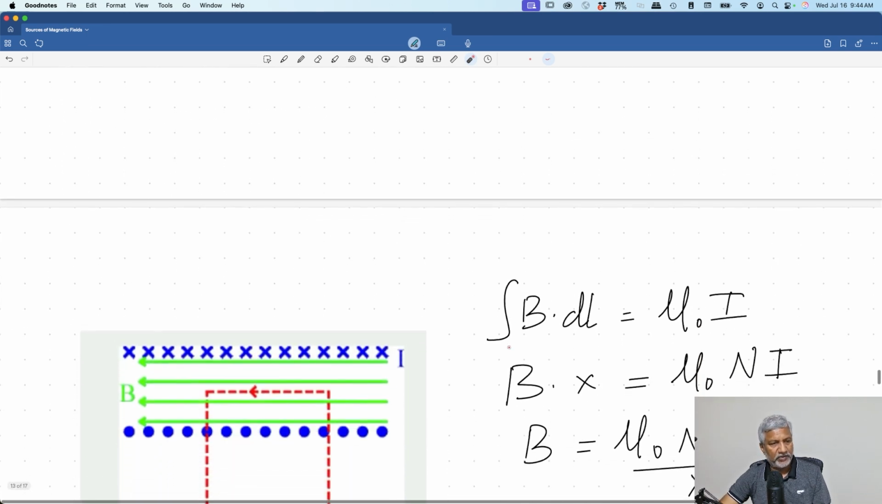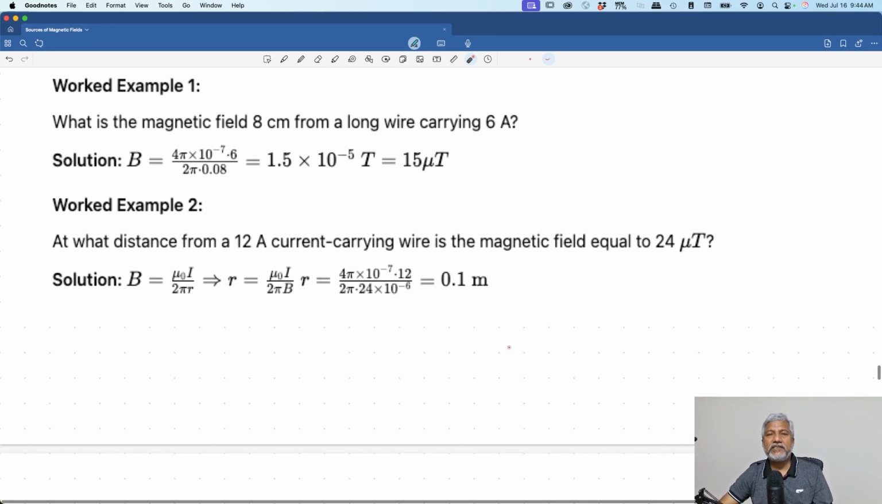And that should be easy. So let's now try to apply it to two more cases to bring it to an end. The second case we're going to apply it to is a solenoid.